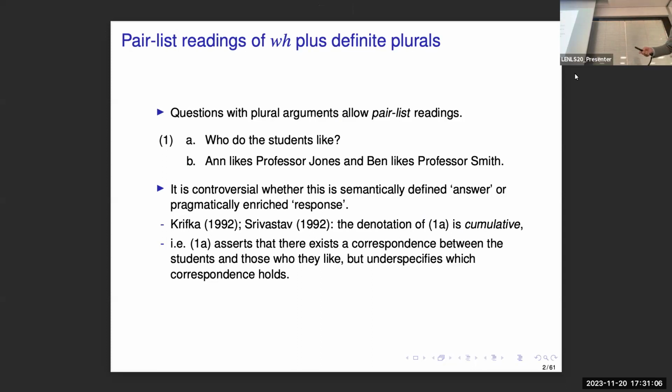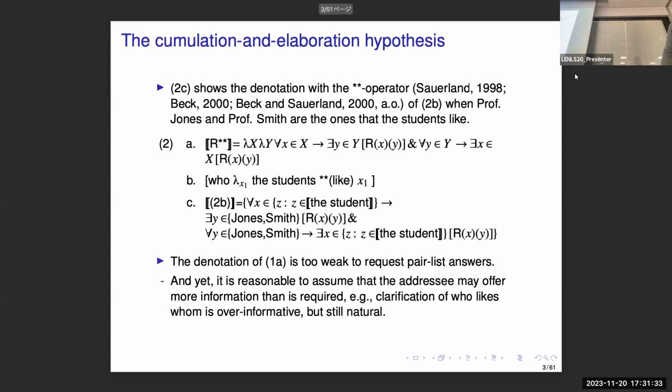Krifka and others chose the latter path, saying "who do the students like" has a cumulative denotation, namely: give me the set of people such that each of those people is liked by at least one student, and each of the students likes at least one of those people. So it doesn't specify the correspondences, but you can respond, "They like them. By the way, these are the correspondences." This is one way to respond, but you can do it in different ways.